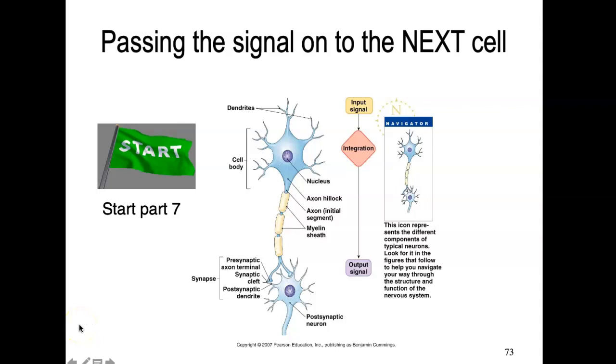Hi, this is part 7 of Neurons 2. So what we get to here is we've talked about the propagation of an action potential. Now how does it pass that signal on to the following cell?